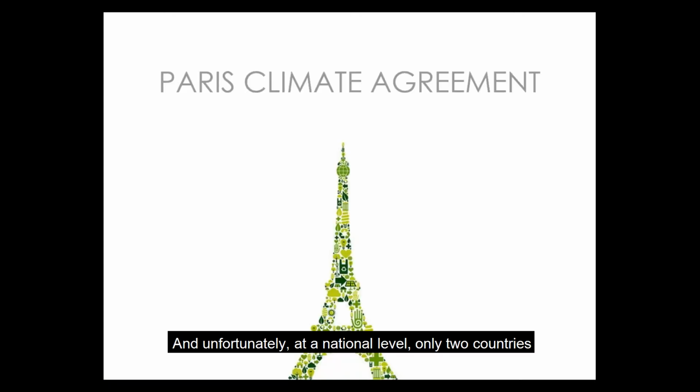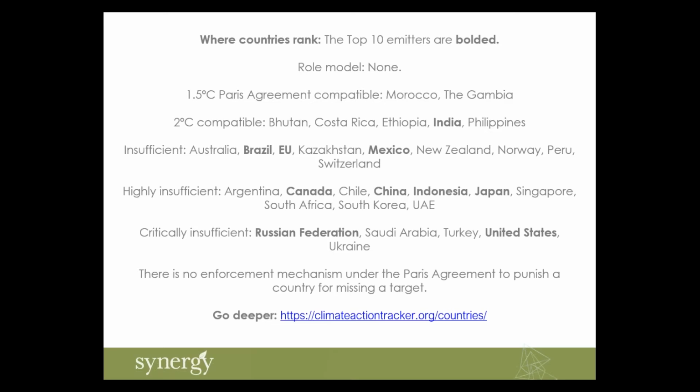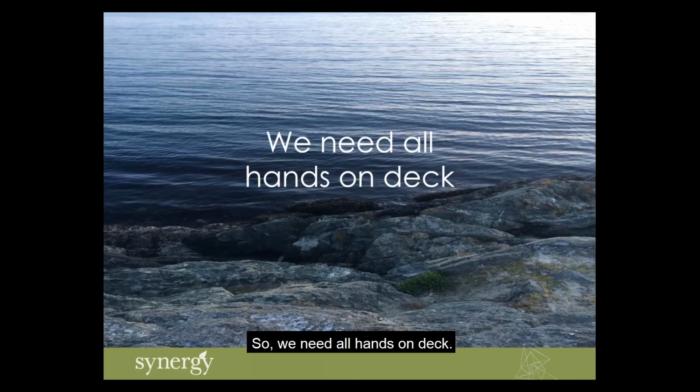And unfortunately, at a national level, only 2 countries are on track to meet the targets of the Paris Accord. Canada, for example, is listed as one of the top 10 emitters and is highly insufficient in addressing our targets. So we need all hands on deck. And this is where you come in.